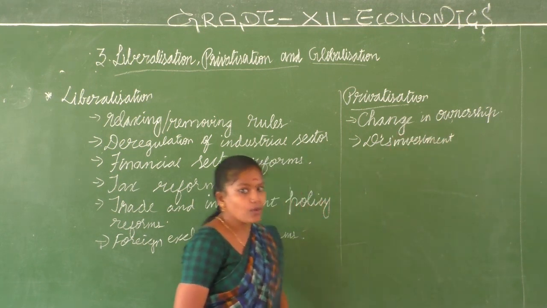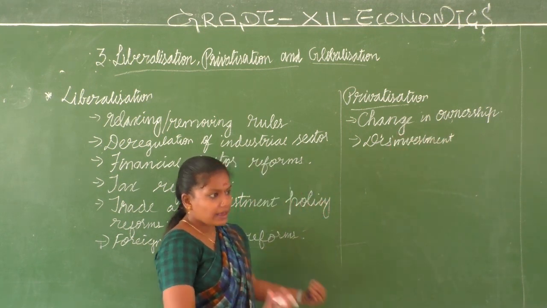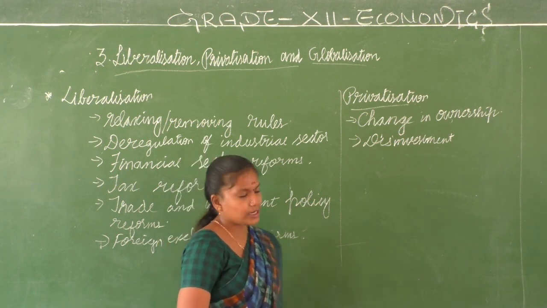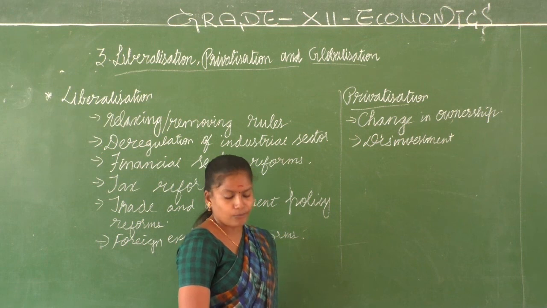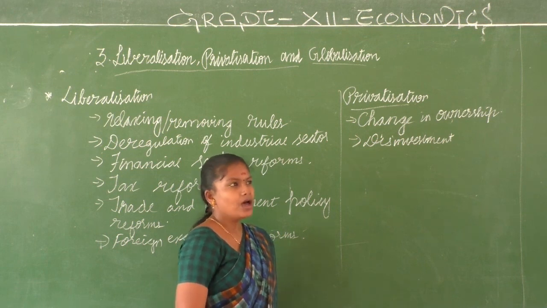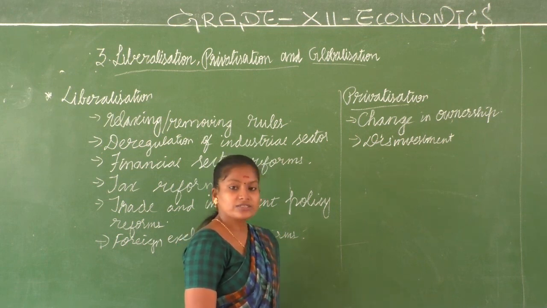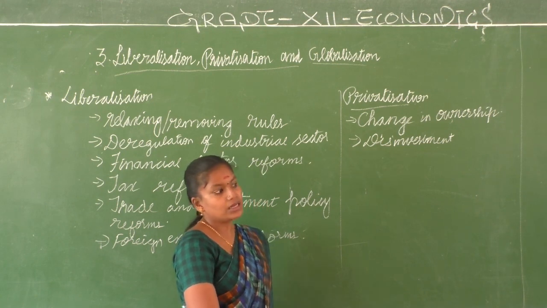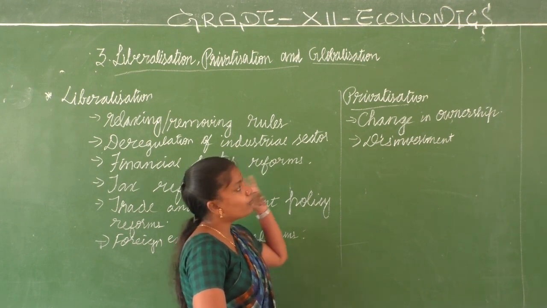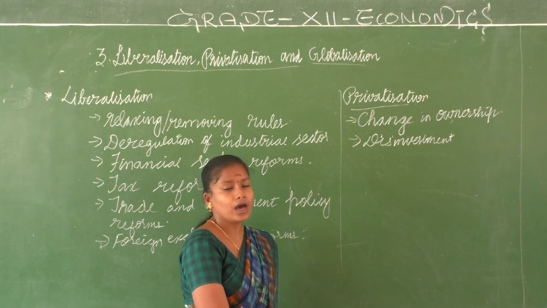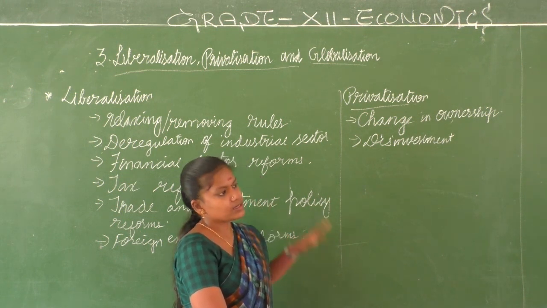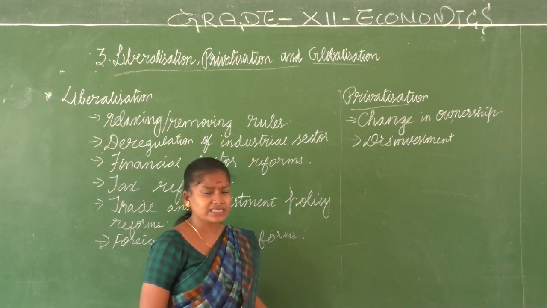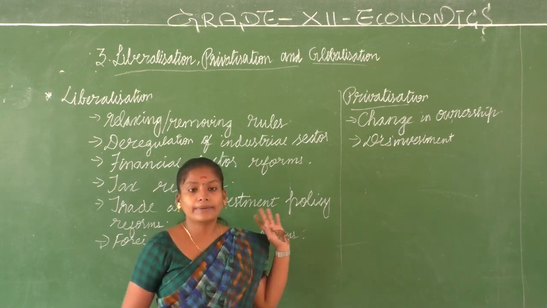They convert a PSU into a private sector, and they allow new private sectors also to be started. They motivated the private sectors by giving special concessions and special names like mini ratnas and navaratnas, to motivate them to enter into the business field. So we have discussed all this, the privatization and liberalization.